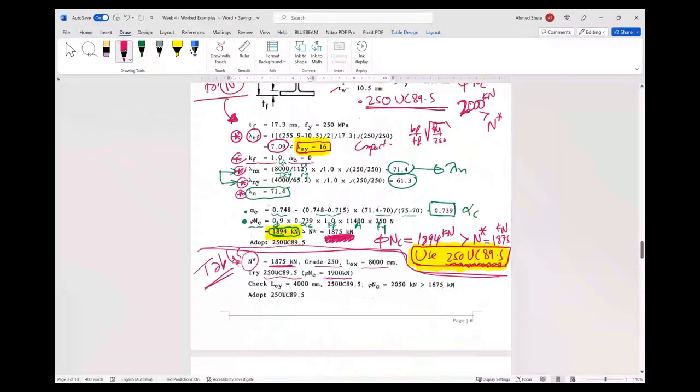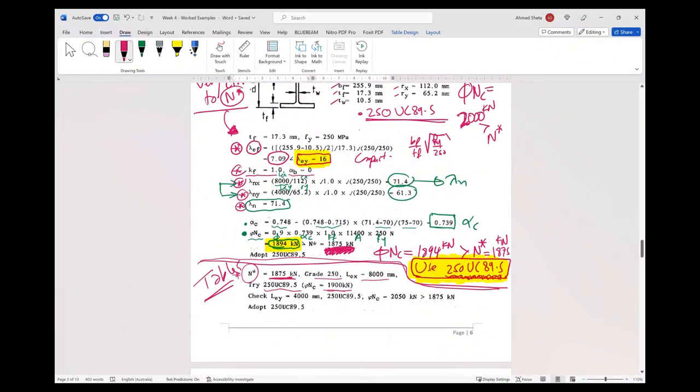And this is for this example. Do you have any query about this example? Do you have any comment about this example?